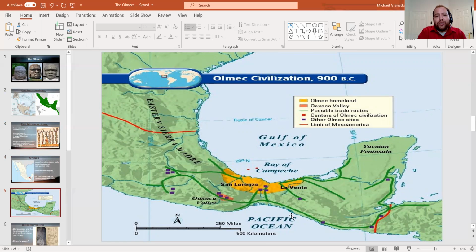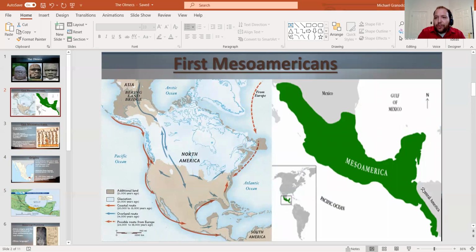Two major Olmec cities, two major Olmec sites, San Lorenzo and La Venta. These will form what's referred to as the Olmec Heartland. This is the heart of Olmec culture. And from there, we'll see Olmec culture spread throughout modern day Mexico and Central America. At the height of their power, Olmec trade routes and Olmec contact will extend throughout all of Mexico and down almost to South America.